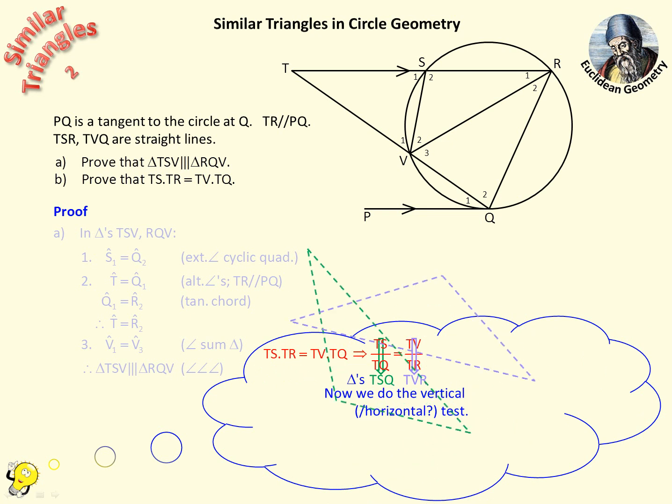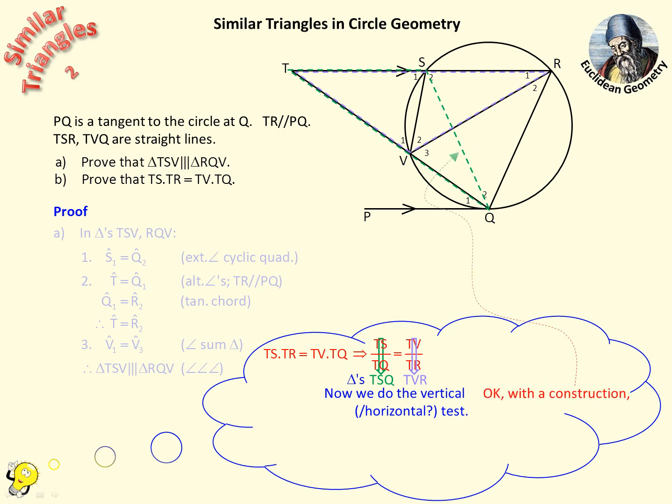So going through vertically, we're picking up TSQ, TVR. They're both triangles, the green and the blue triangle. And in fact, we say, is it feasible for them to be similar? With a construction, we'd have to do a construction, but yes, have a look here. Common, angles in the same segment, angle sum triangle. So yes. But I don't like having to put in a construction.